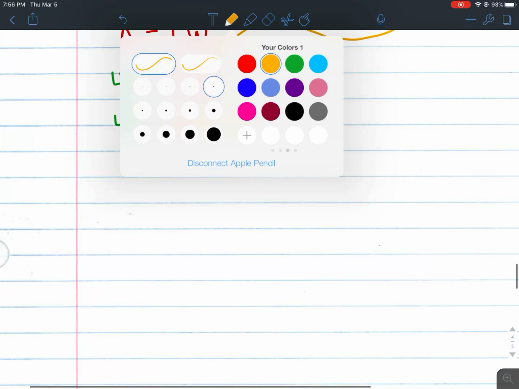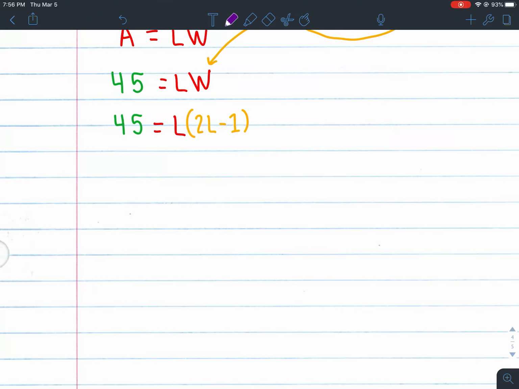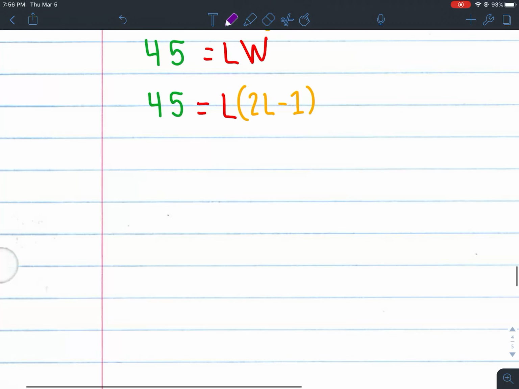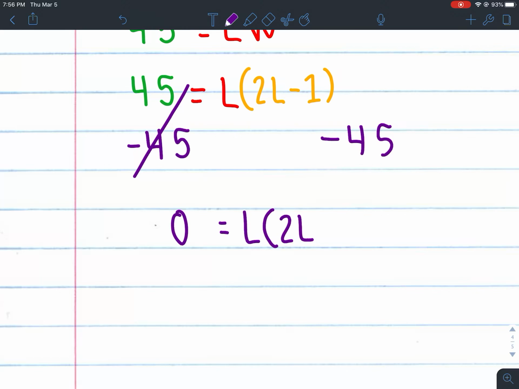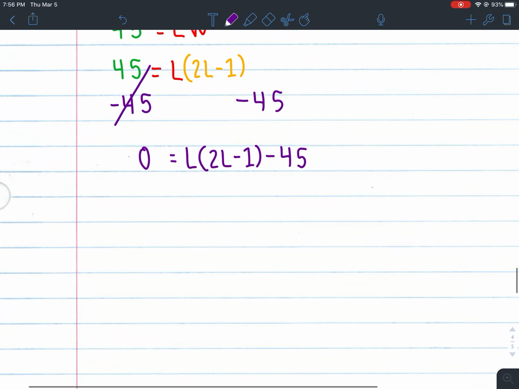Okay? Now, I'm almost to the step where I can calculate something. But in order to put something in the calculator, I have to have everything on one side of the equation. I can't have something on both sides because I can't type in both sides. So the next thing I would do is get one side equal to 0. So I'm going to subtract 45 on both sides, just like we did with the last problem. We got rid of that number. Well, 45 minus 45 is 0, equals L, parentheses 2L minus 1 minus 45.